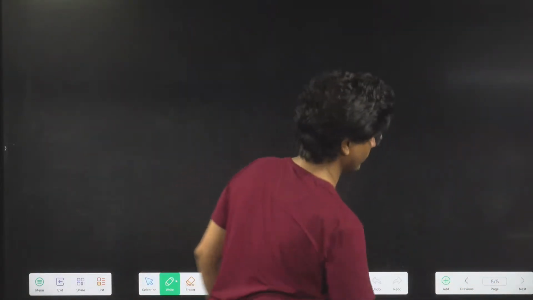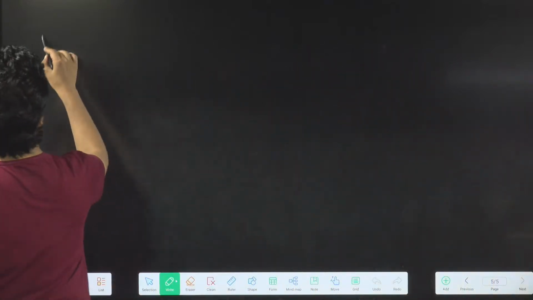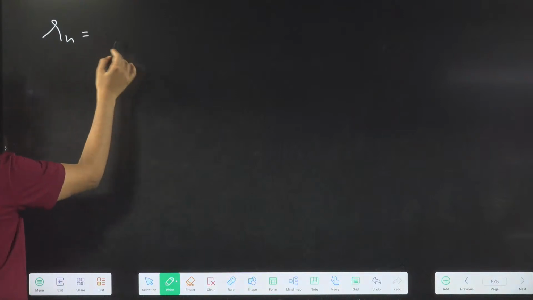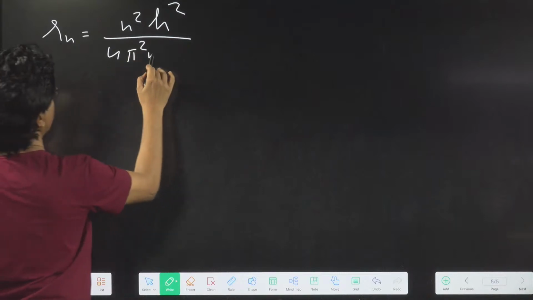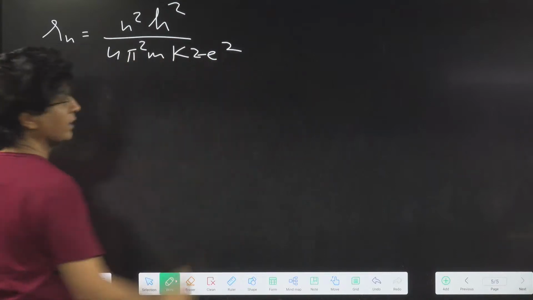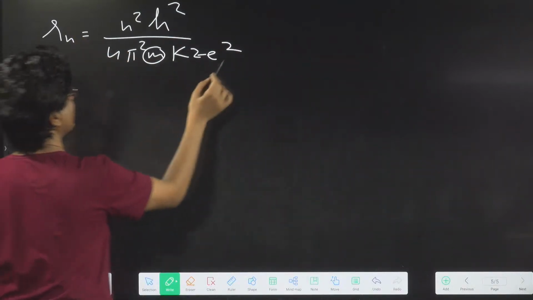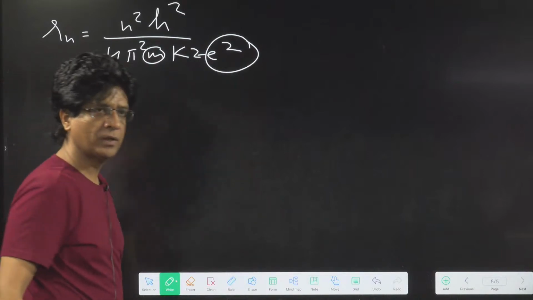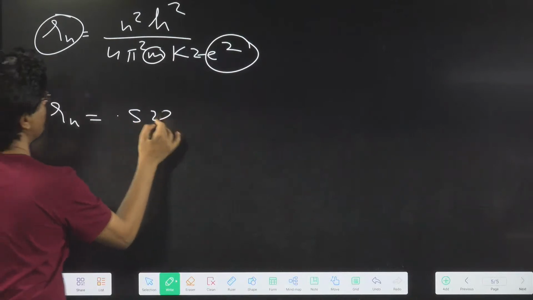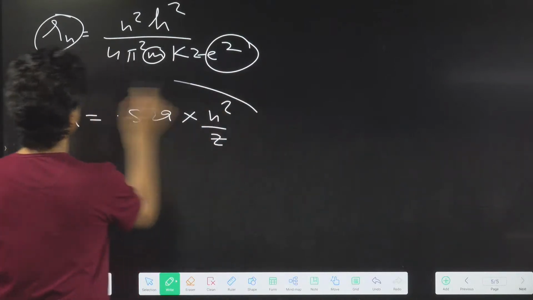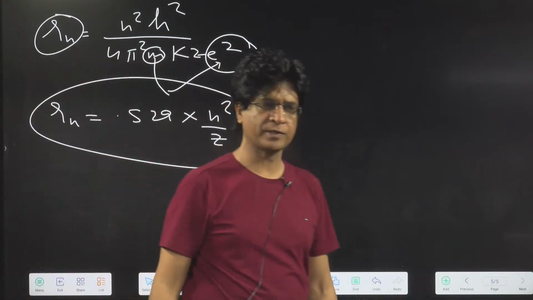Okay, here we go. Now, having done this, I told you a formula for radius. Remember that Rn is given as n square h square upon 4 pi square m k Z e square. So this formula will enable you to find out the effect of mass and charge on the radius. But the formula which you learn, 0.529 into n square by Z, does not give you any idea about the effect of mass and charge on the radius.